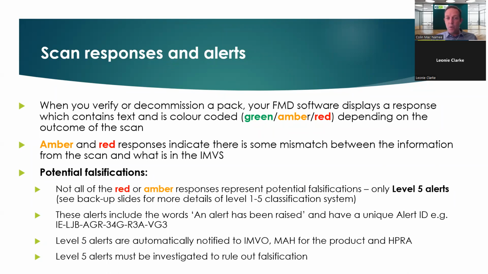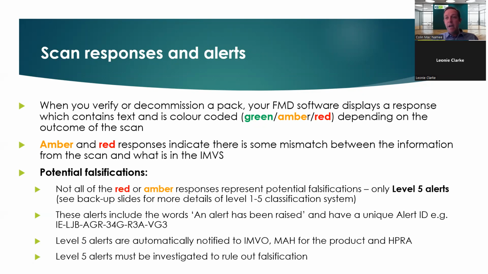Not all of the red or amber responses represent potential falsifications, only level 5 alerts. And as I said, in the backup slides, there's more detail of level 1 to 5 of our alerts. But basically a level 5 alert means that, as a result of the mismatch that has been identified, there is a degree of risk associated with a potential falsification. And those alerts will include the words, an alert has been raised in your FMD software. And it will also have a unique alert ID. And you'll see an example of one there on the screen.